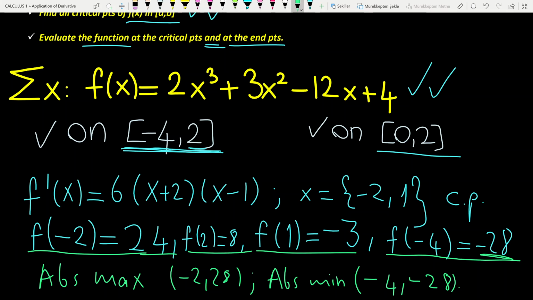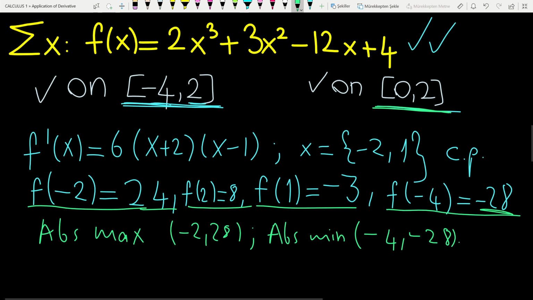What if we have the domain from 0 to 2? We already computed the derivative of f. We already found the critical points, right? We have two critical points. So we have to check the function.